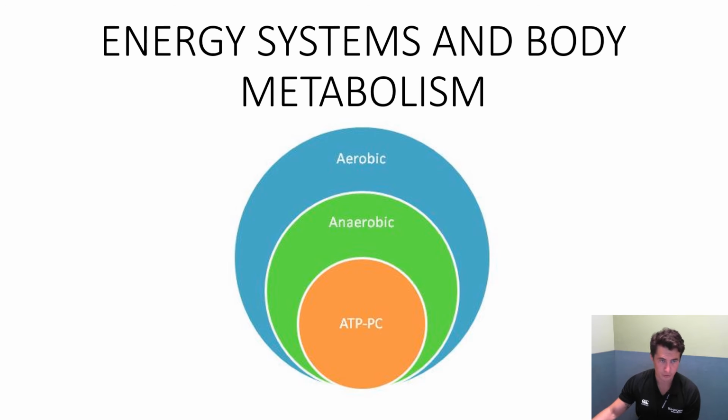Now we're going to move on to energy systems and our body metabolism, and effectively we're looking at three different things: aerobic energy production, anaerobic energy production, and the ATP phosphocreatine system. This could be a topic in itself. We could spend 12 weeks on it. Again, we're really just going to touch on the fundamentals of our energy systems and where ATP comes from, knowing that it can be very complicated.